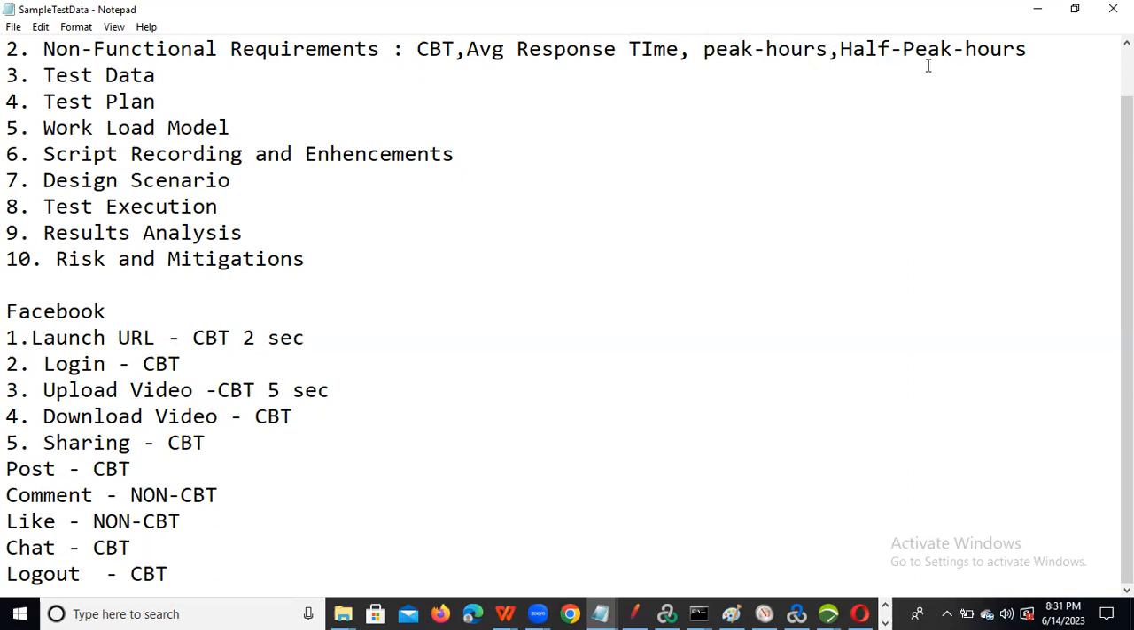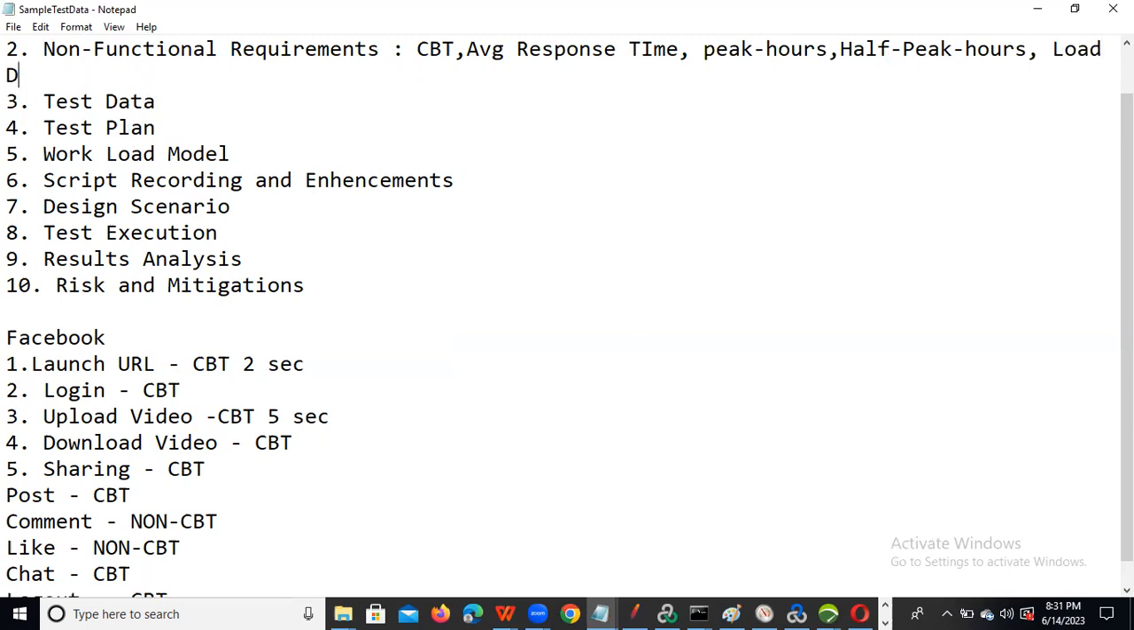Okay, we'll discuss those things in the workload model later. So now everyone understands, right? What are the peak hours? What are the off-peak hours?